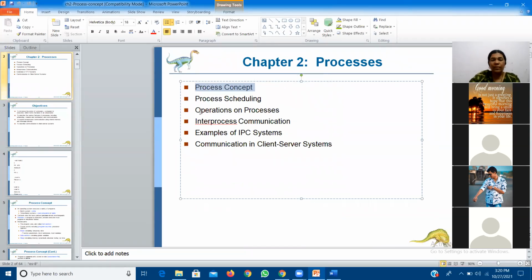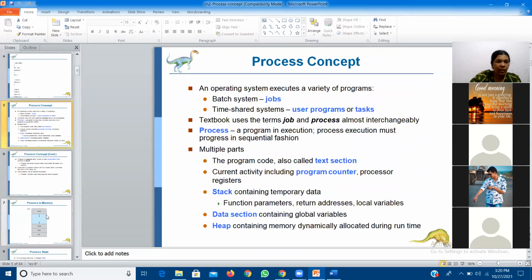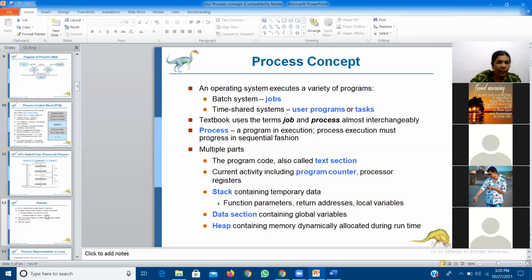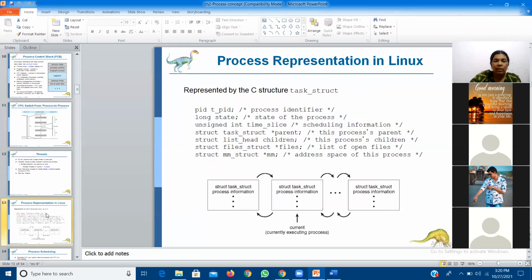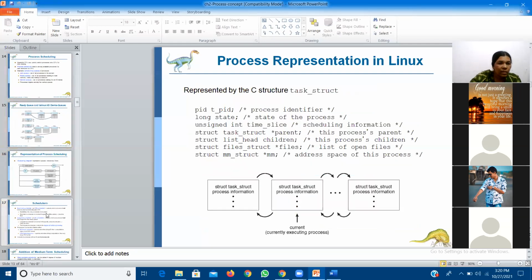Okay, so now we'll proceed further to the second point of this chapter, that is process scheduling. So under process scheduling, so just let me check.